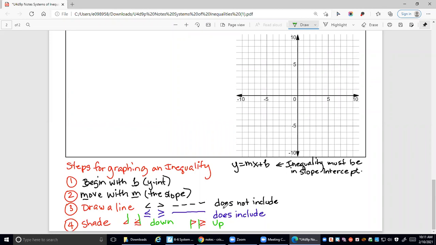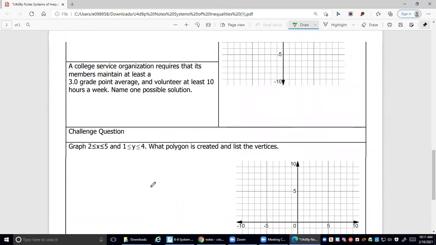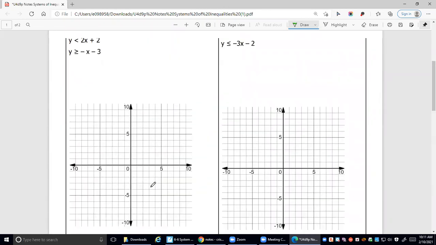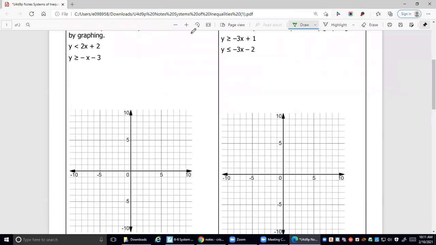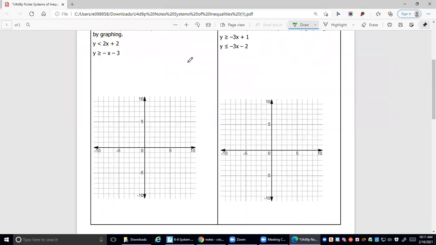All right, any questions on this so far? Okay. So I'm going to move. Yes. Okay. And I'm going to go to example number 1. Make it a little smaller and let me know if you need it larger.